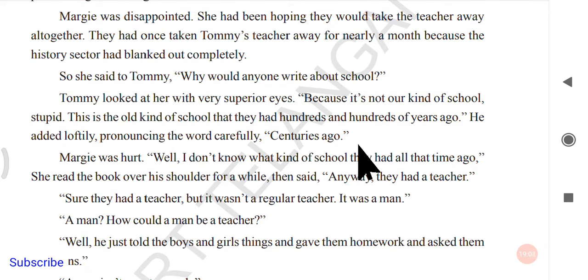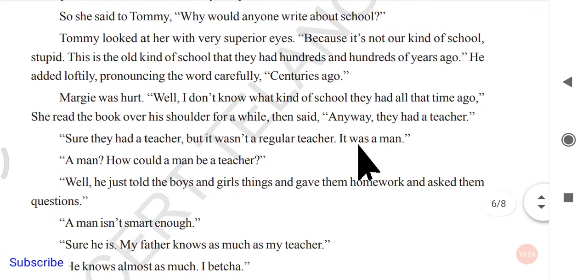So she started speaking again about the book. When Maggie asked, "What is there to write about school?" Tommy replied, "Hey, stupid, it is not about our school that we are learning right now in our homes. It is about a school from hundreds and hundreds of years ago, centuries ago." So Margie was hurt.